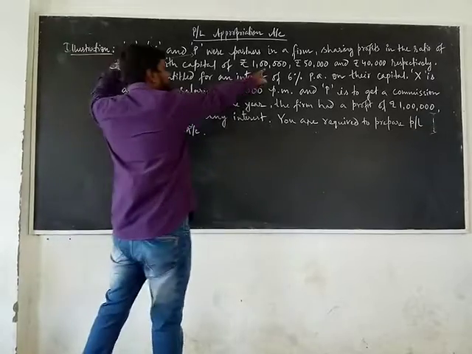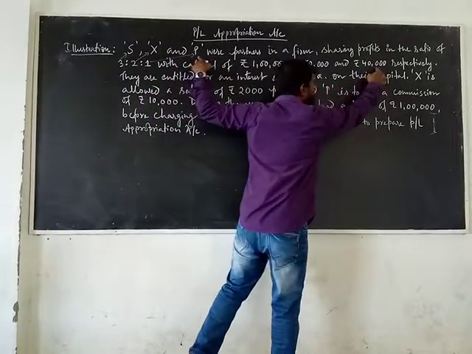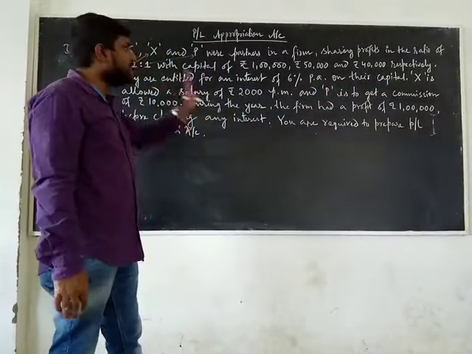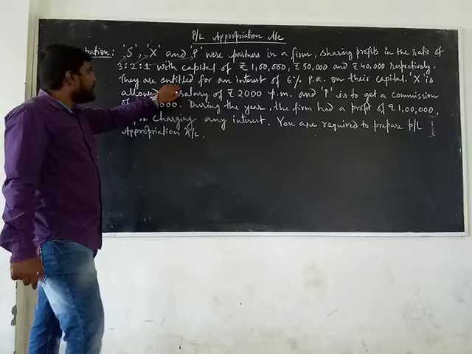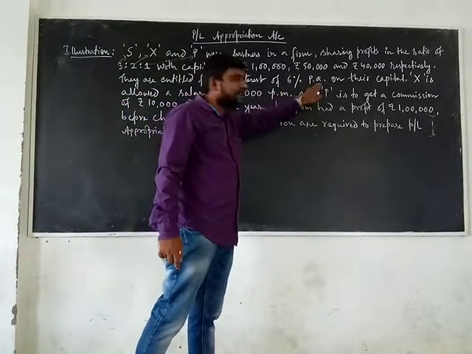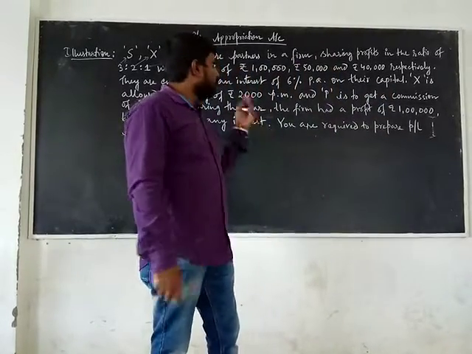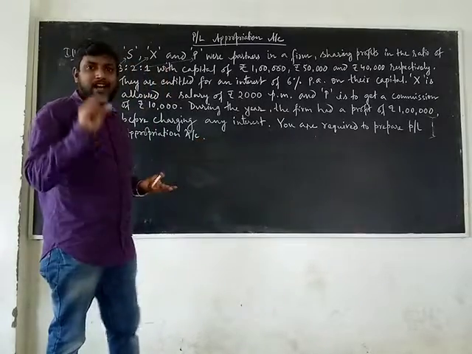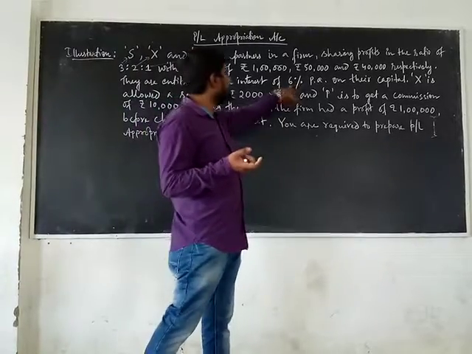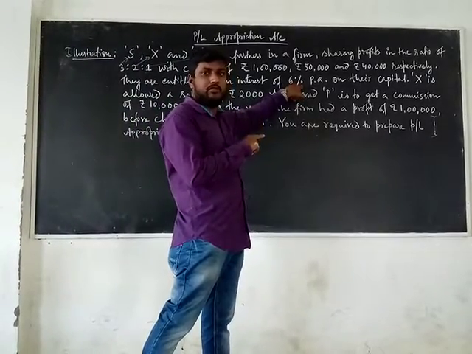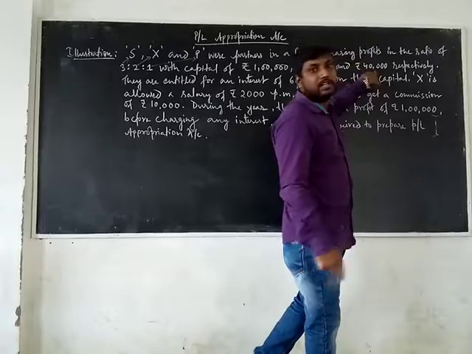Their capital contribution you can see. Partner S has contributed 1 lakh, partner X has contributed 50,000, and partner P has contributed rupees 40,000. This is their capital contribution in the firm. Now, they are entitled to interest of 6% per annum on their capital. As we have discussed earlier, you will find interest on capital under the head of PL appropriation account. That interest rate is supplied here, 6%, and I will show you how to calculate. This 6% will be charged on the 1 lakh, 50,000 and 40,000 annually.